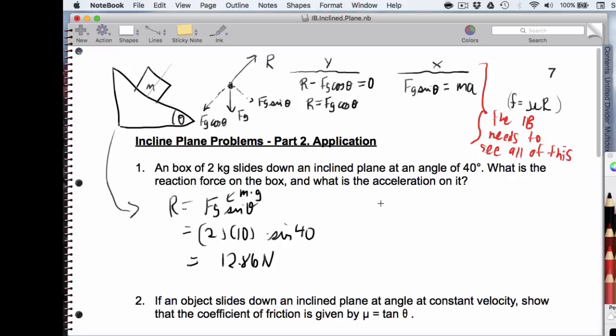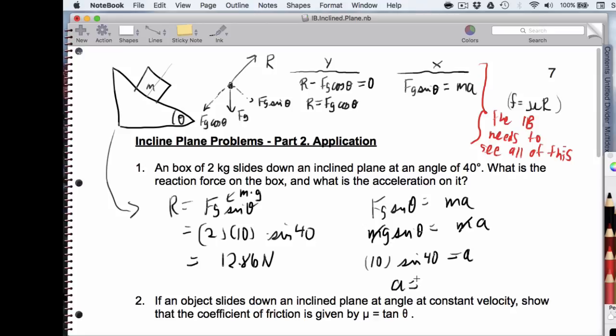Now let's get the acceleration. Fg sine theta is ma. That's mg sine theta equals m times a. Notice that the m's cancel. Good. So we get 10 times the sine of 40 equals acceleration, and the acceleration works out to 6.4 meters per second squared. And if we wanted to use sig figs here, I would write this a little bit better as 12.9 newtons. That would be the better way to write it.